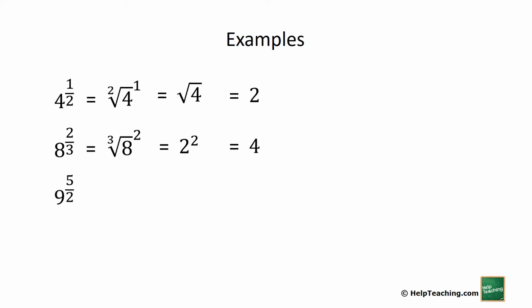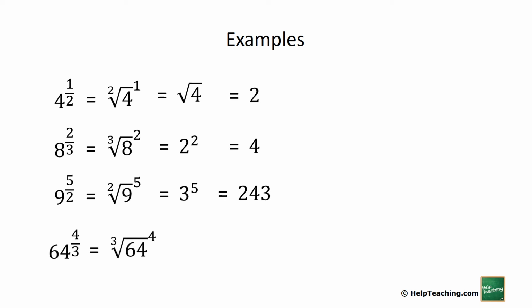9 to the power of 5 over 2. So 2 becomes the index of the radical. All to the power of 5. The square root of 9 is 3. And 3 to the power of 5 is 243. One more. 64 to the power of 4 over 3. 3 becomes our index. 4 stays as the exponent. The cube root of 64 is 4 because 4 times 4 times 4 is 64. All to the power of 4, and we get 256.